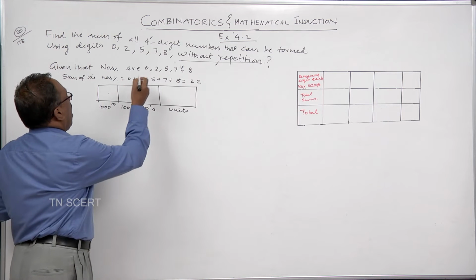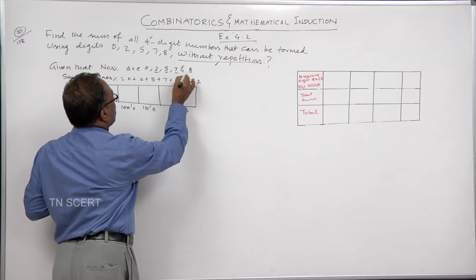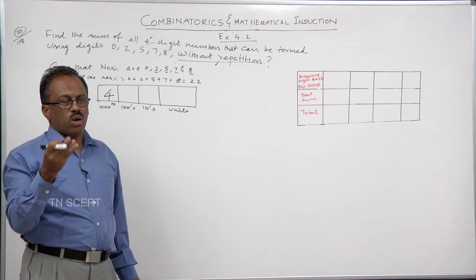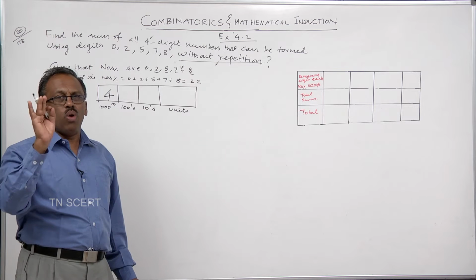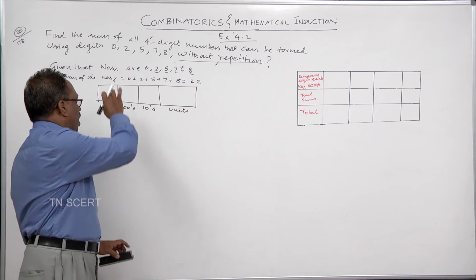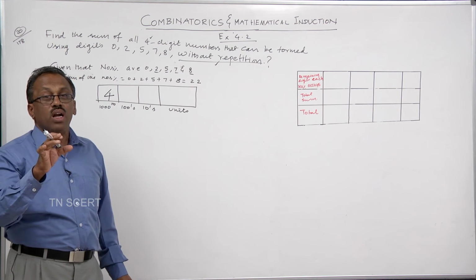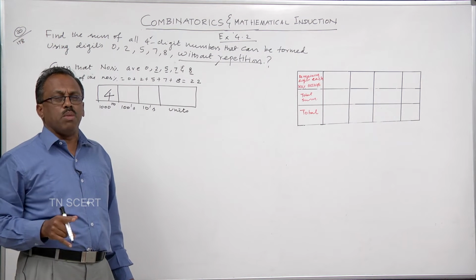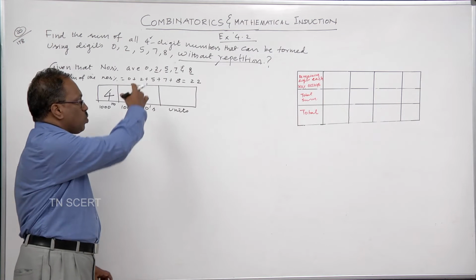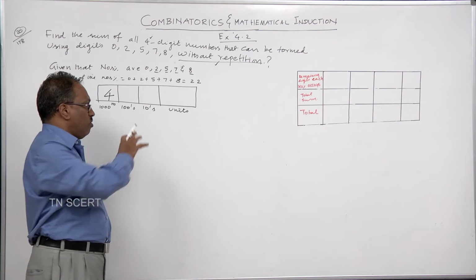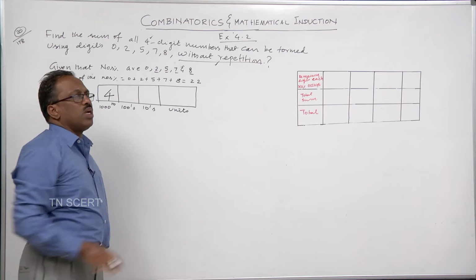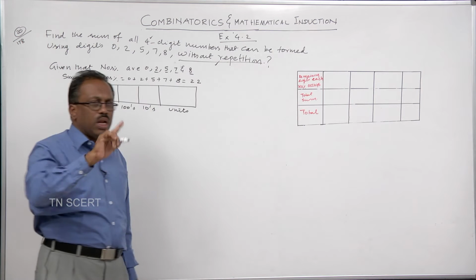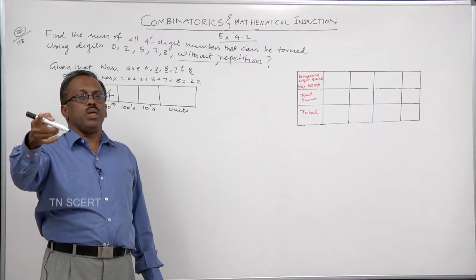So that means out of these 1, 2, 3, 4, any one number can be placed. Out of 2, 5, 7, 8, one number can be placed. I have allocated 4 here, which means out of these 4 numbers, any one should be placed. Remember that, there is no 4 and all. The condition is without repetition. Remember that a number should not be repeated.